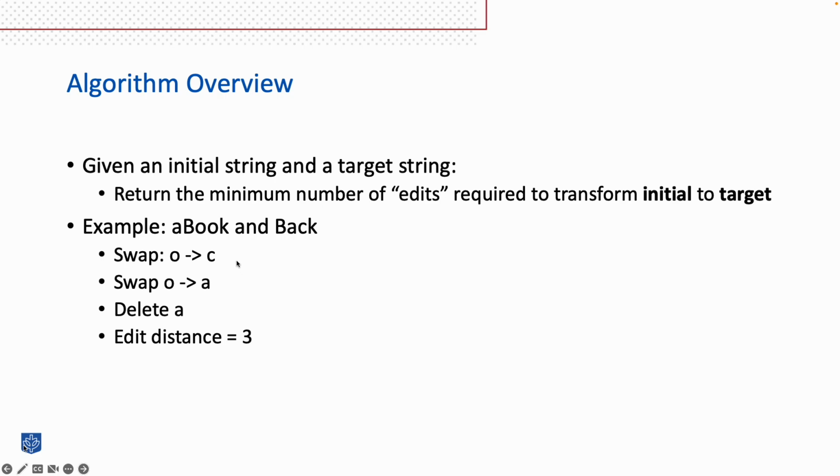So, for example, say we're trying to transform the word book into the word back. One thing we could do is swap the second O with a C, the first O with an A, and then delete the leading A, and then we've done it. We've transformed book into back. And that's said to have an edit distance of 3 because there's a minimum of 3 edits needed to do that transformation.